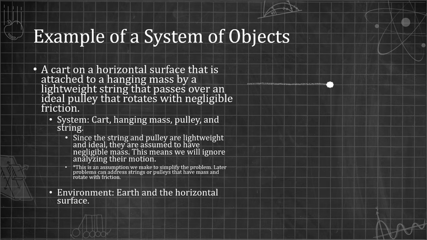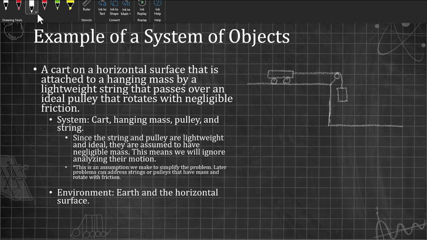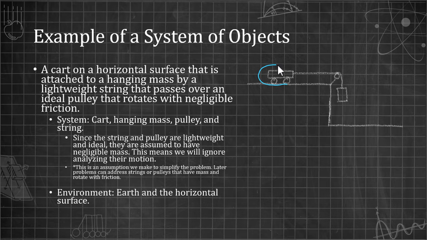We'll draw an example here of a cart that's on some horizontal surface, and it's attached to a hanging mass with a string that passes over this pulley. So the hanging mass can move in the vertical direction while the cart can move in the horizontal direction. Since the string and the pulley are considered lightweight and ideal, we're going to assume that they have negligible mass and that they're not going to contribute to the acceleration or the motion of the system. This is an assumption that we'll make to simplify the problem, but we can look at situations where the string has mass or where the pulley has mass or non-negligible friction.